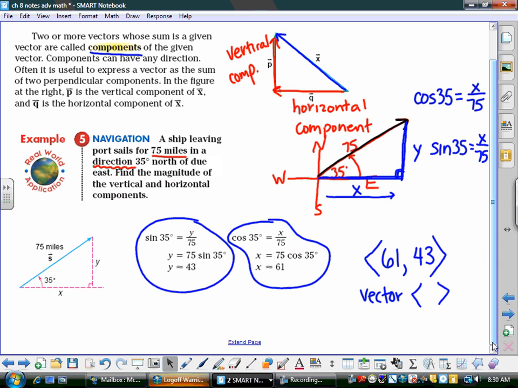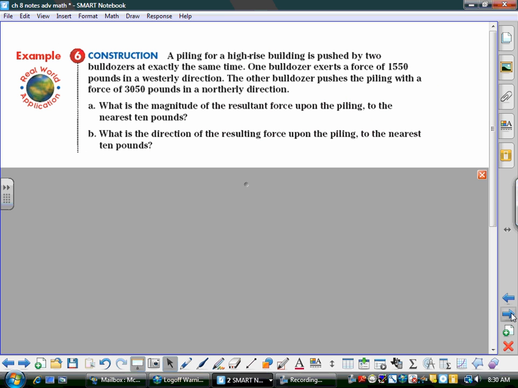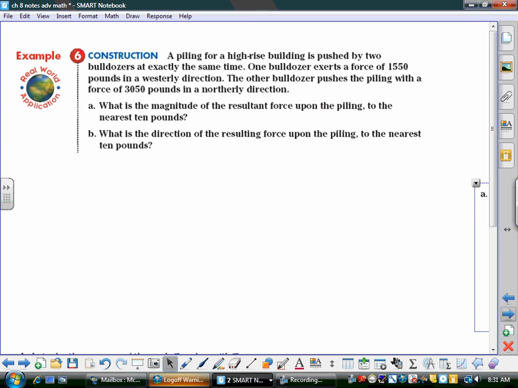Another example I want to look at in this section is this one, which is on the back of your white worksheet. A piling is just a pile of stuff. A piling for a high-rise building is pushed by two bulldozers at exactly the same time. So I have this piling, or this pile of stuff, and it's being pushed by two bulldozers at the same time. One bulldozer exerts a force of 1,550 pounds in a westerly direction. So it's going west, it's pushing that way at 1,550 pounds.